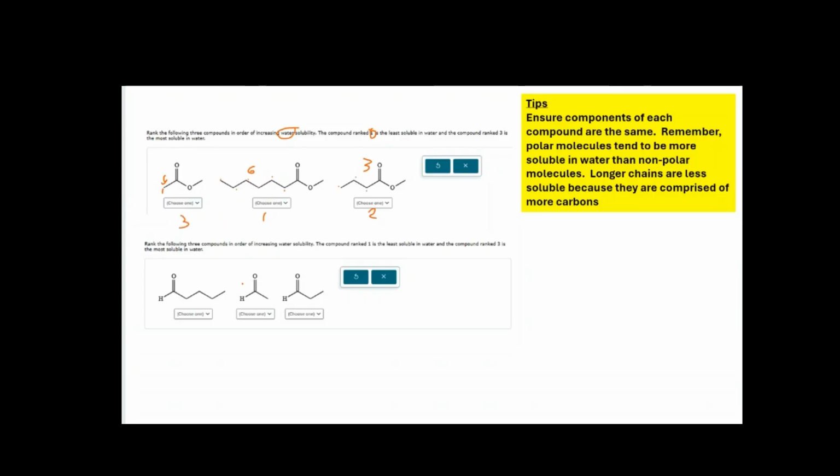And it's pretty much the same for this question, still the same guidance. You'll get quicker at this question over time. You see the longest chain right here, so I'm going to put a 1. Then the second longest carbon chain right here, I'll put a 2. And last is just this 1 carbon, and that's going to be the most soluble in water.